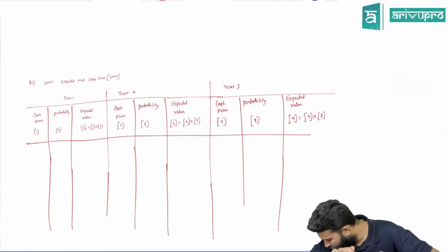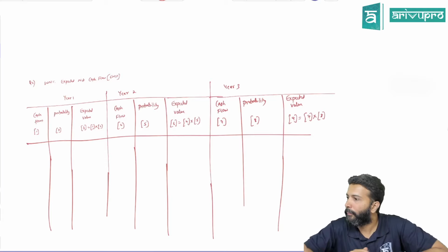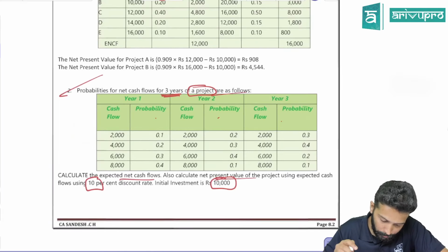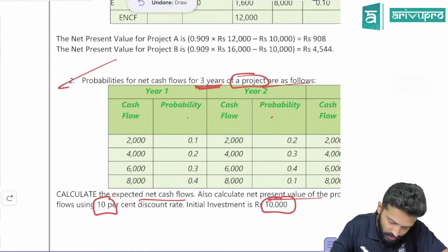Have you made those columns in your notebook? Everyone done? Okay, let's copy the data as it is. So this one I'm copying. These two, can you help me with these? What are they told?